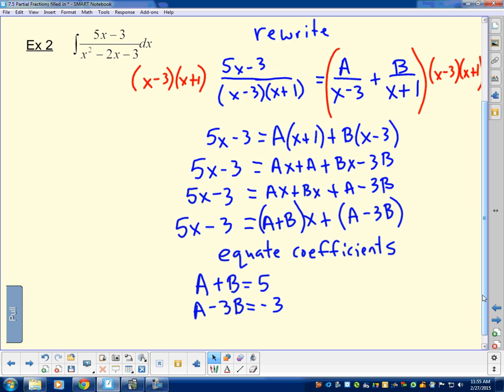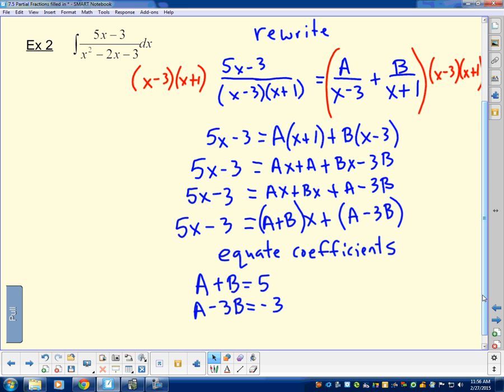So I'm equating the coefficients. Because if these two equations are going to be equal, then whatever combination I have here of a plus b must be equal to 5. And whatever combination I have here of a minus 3b must be equivalent to negative 3 for those equations to be equal. You just drop the x. The x is here, the x is here, it doesn't change anything, and then we've got constant, constant.